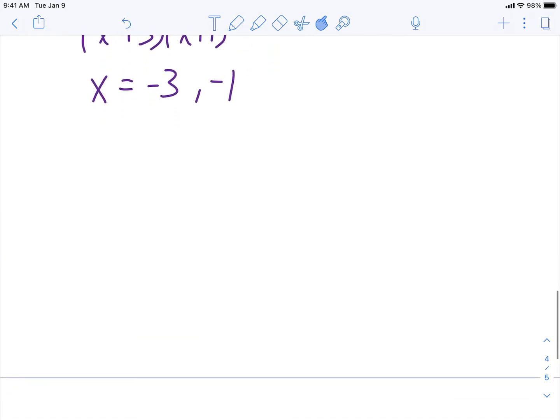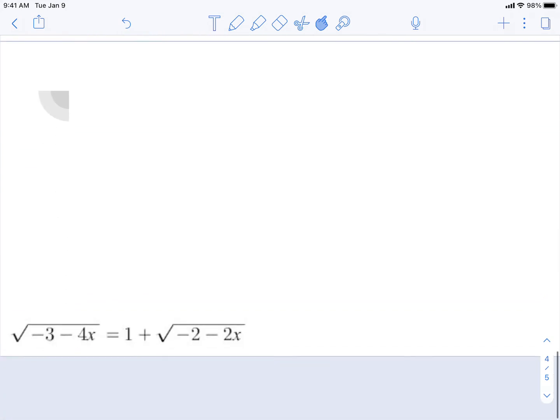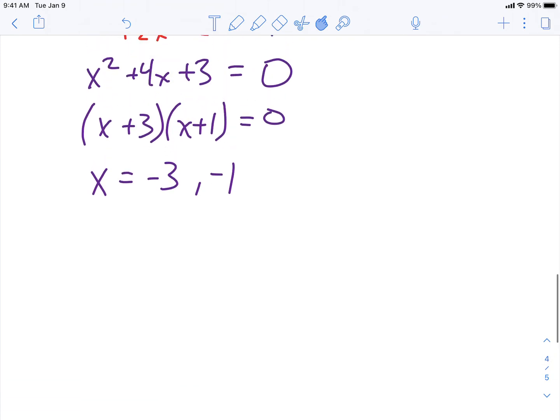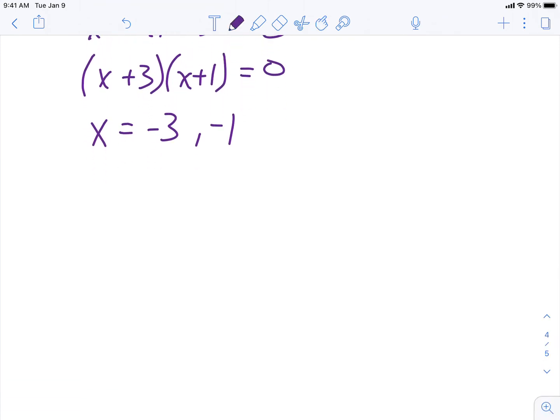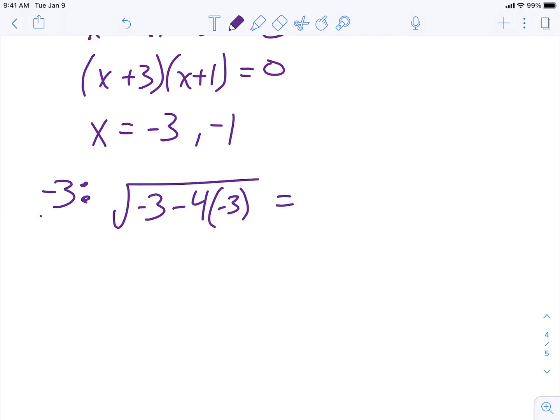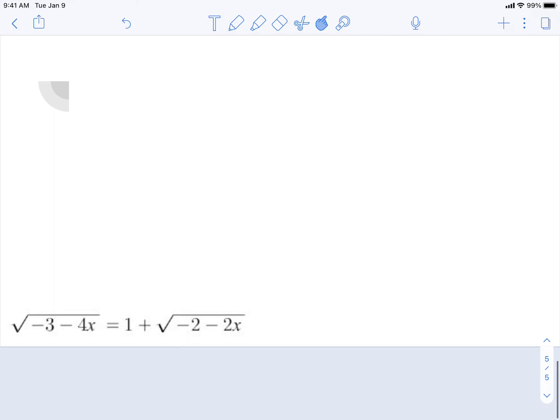Now this one is such a big problem. I actually put the equation down here as a reminder of what it was so I could look at it real quick. Okay, so we'll check the -3 first. So that was the square root of -3 minus 4 times -3 is equal to 1 plus the square root of -2 minus 2 times -3. Oh, I hope I didn't screw that up at this point. Yeah, that looks good.